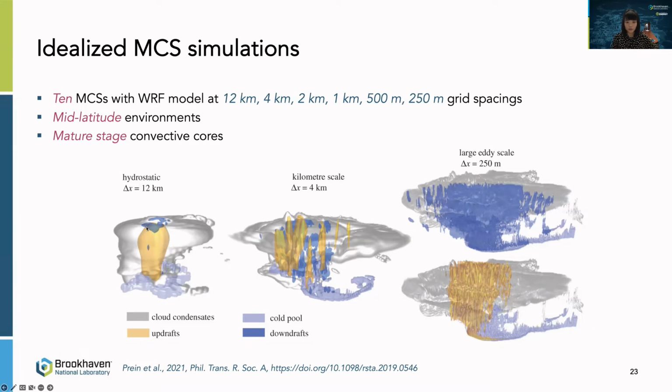As you can see from this snapshot, at 12 kilometers, we have this giant updraft that dominates the convective area. We only have those shallow downdrafts at the cloud top. But when you get to the finer resolutions, you start to resolve the narrower updrafts and downdrafts, and the fraction of the downdrafts increases in the high resolution models.